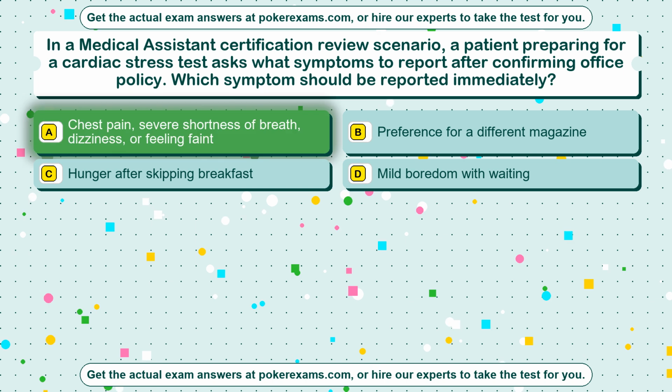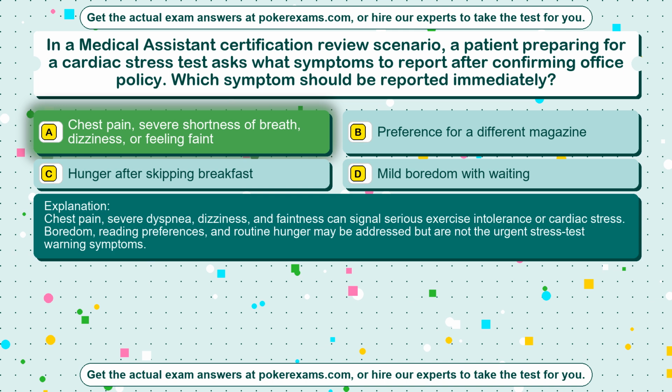The correct answer is option A. Chest pain, severe shortness of breath, dizziness, or feeling faint. Chest pain, severe dyspnea, dizziness, and faintness can signal serious exercise intolerance or cardiac stress. Boredom, reading preferences, and routine hunger may be addressed but are not the urgent stress test warning symptoms.